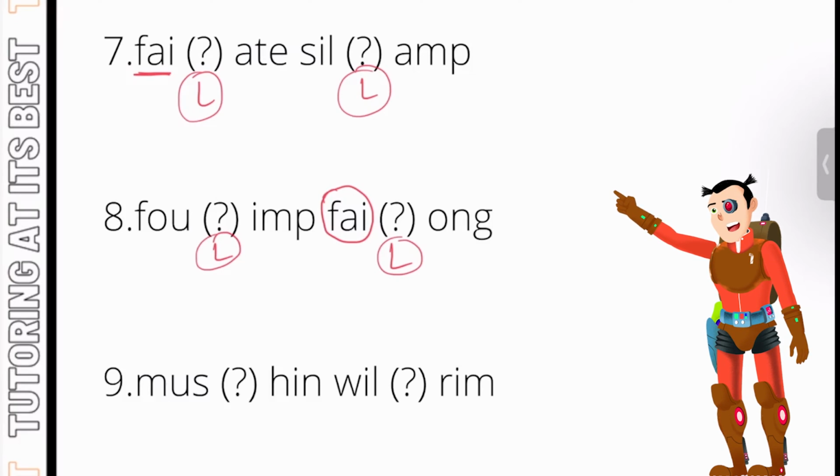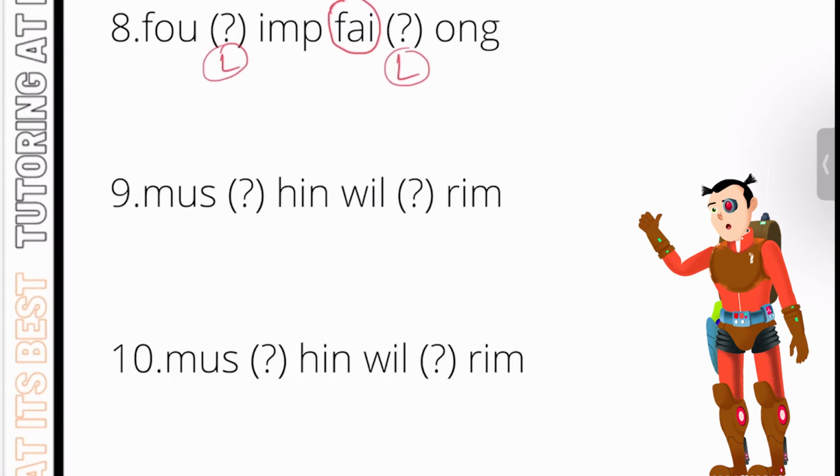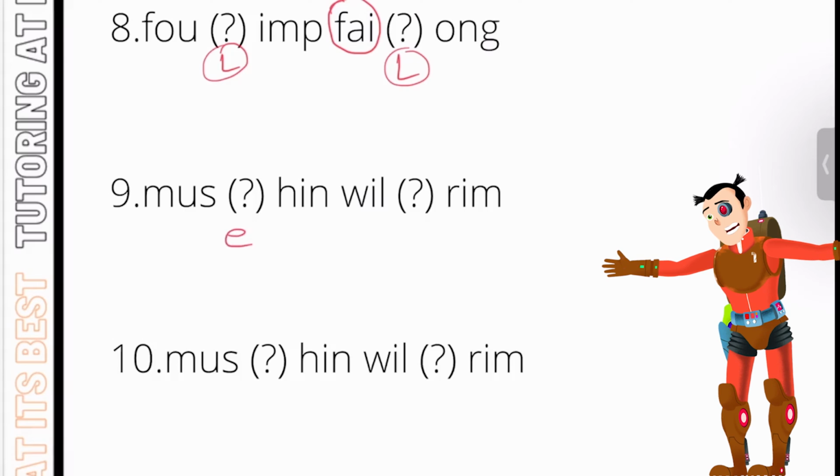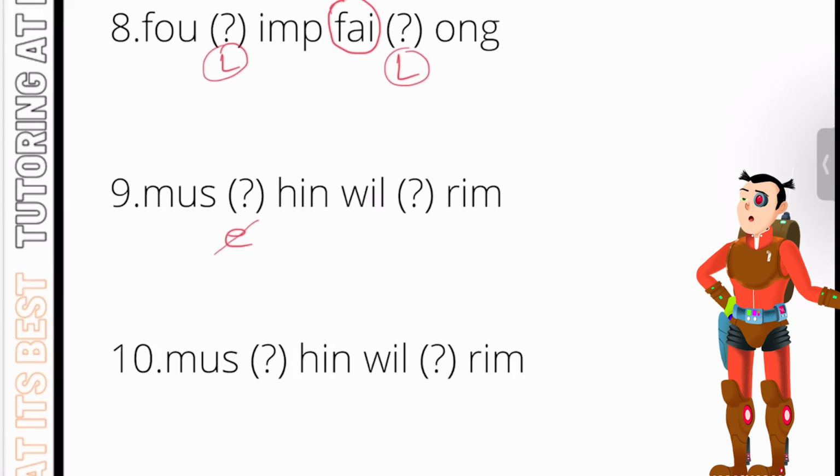Okay, let's go for question number 9. So again, let's go for the letter E for muse. But again, it doesn't really work with the remaining words. So we can cross that out.